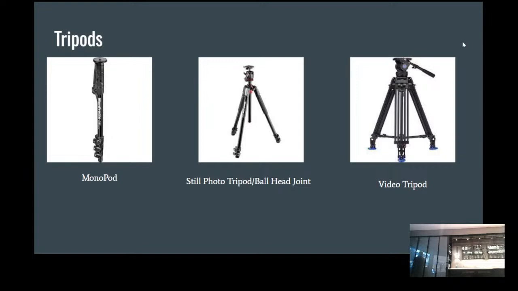Then you have a video tripod. Video tripods have what you call a fluid motion head. And so from there, what that basically means is that you can roll, you can pan, and then you can also tilt slightly with that guy.